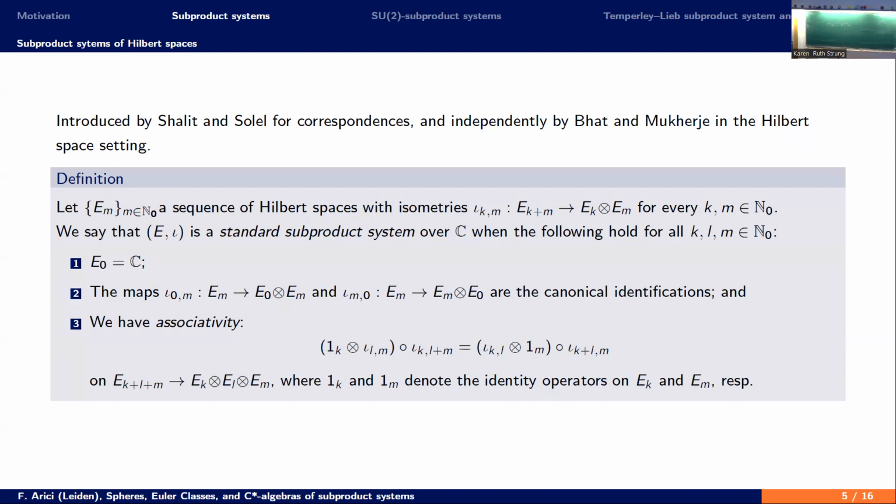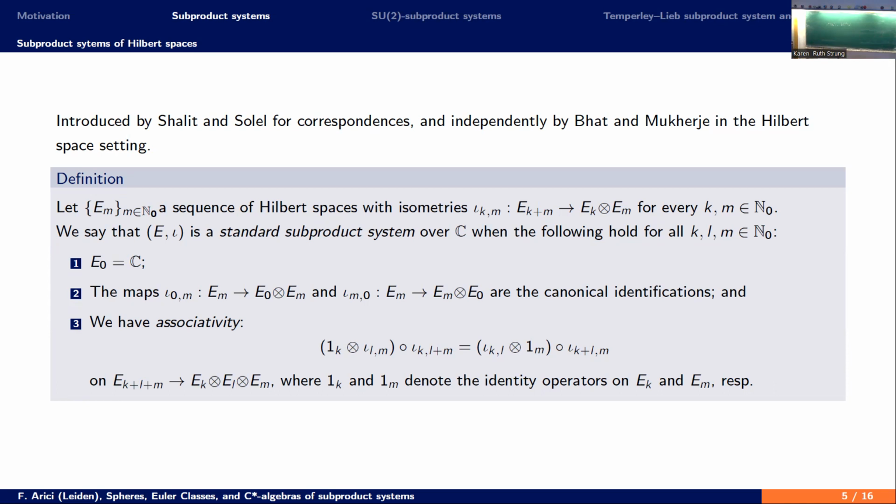So we have a sequence of Hilbert spaces, again the rooms in the Hilbert hotel. And then we have isometries that tell you how the Hilbert space labeled by k plus m is embedded inside the Hilbert space which is the tensor product of Ek and Em. And we call this a standard subproduct system over the complex numbers, if the following holds. I'm going to restrict all the assumptions to what I need during the talk. So E0 is the complex numbers. Then when we tensor with the complex numbers, nothing happens: Em agrees with E0 tensor Em, and Em also agrees with Em tensor E0. And the way this works is just canonical.